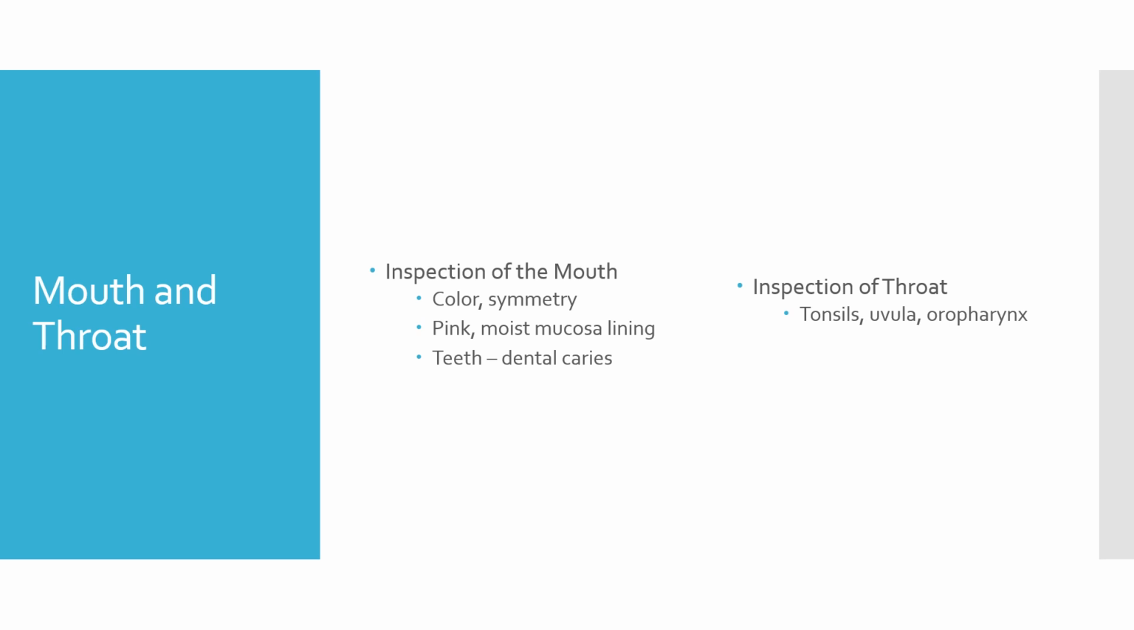When we're thinking about the mouth and the throat, we're going to inspect the mouth, again looking for color and symmetry. Is the mouth pink? Is it nice and wet and moist, which is indicating good hydration? Or is it tacky, sticky? That might indicate some dehydration. And then we're going to look at those teeth, maybe count those teeth, and see if there are any dental caries, kind of that gray to black color to those teeth. When we're inspecting the throat, we're looking at those tonsils, uvula, and oropharynx.